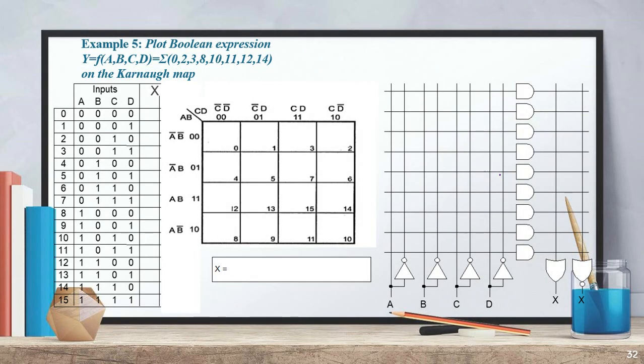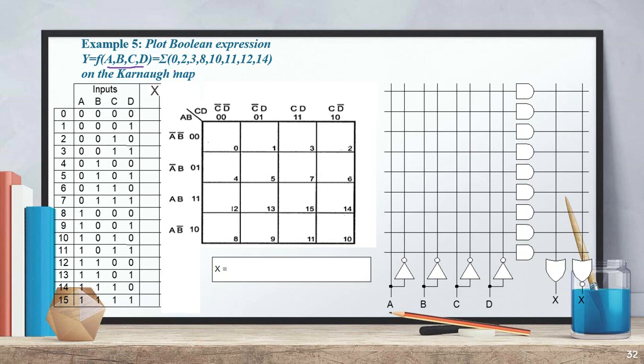Next we can move on to one more example. Here, instead of an equation, it is now given in summation form: f of A B C D, that means a function of 4 variables A B C D, and the values given are 0, 2, 3, 8, 10, 11, 12, 14.